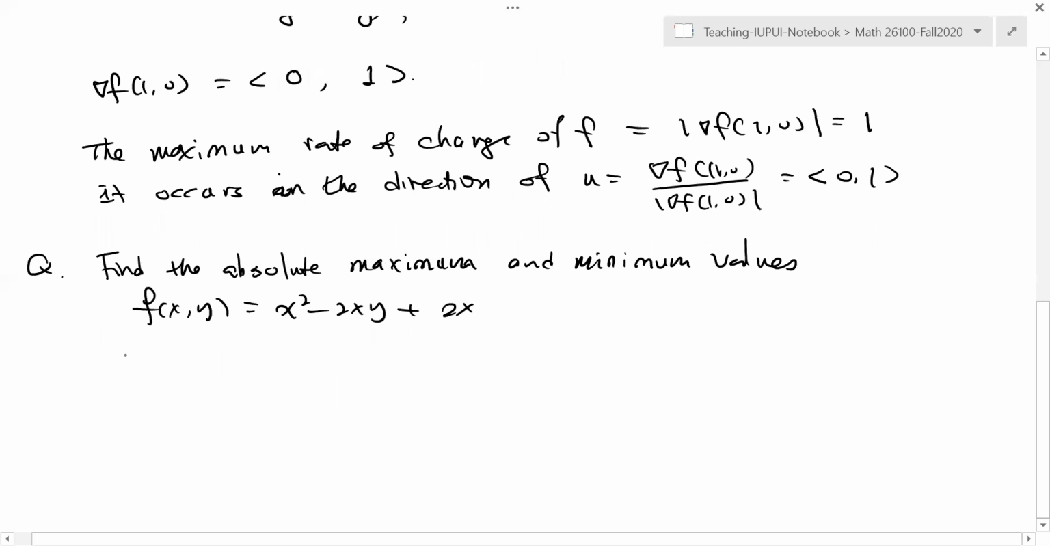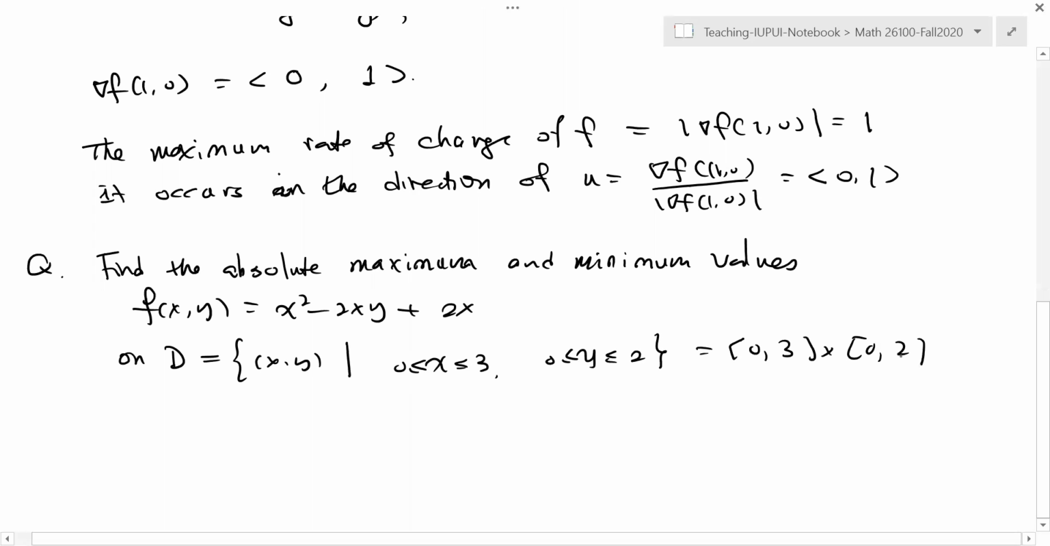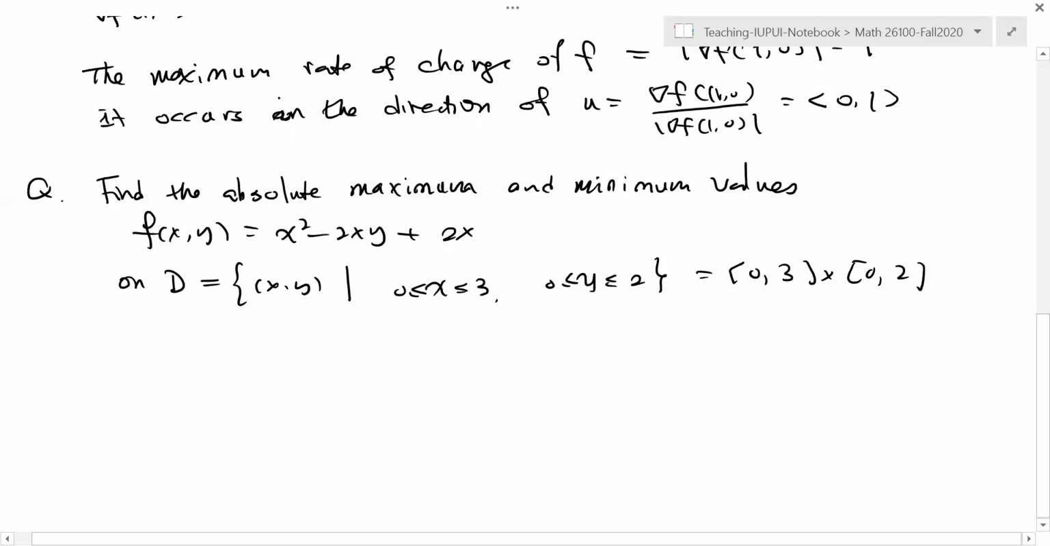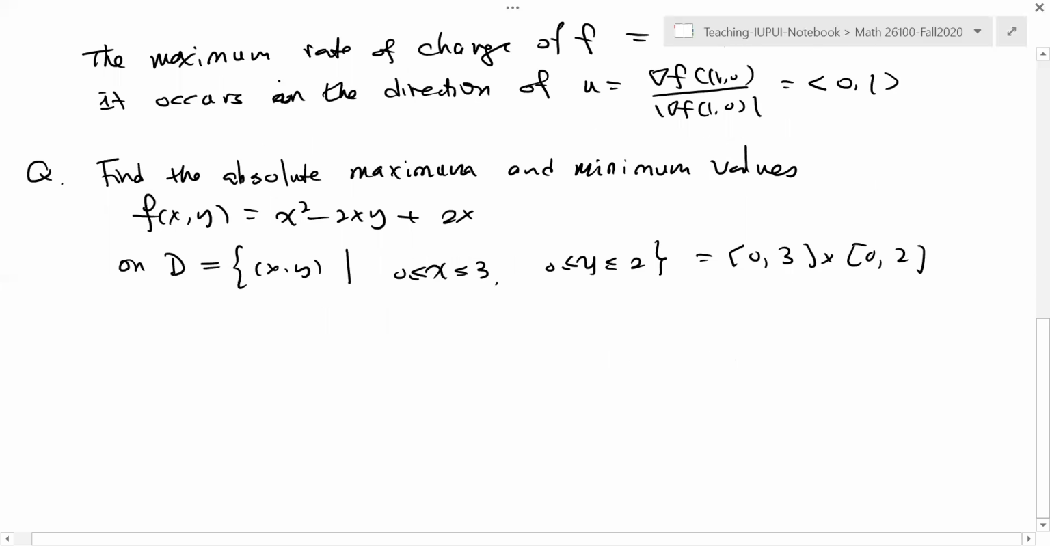And this is a function on the domain D. This domain is actually x between 0 and 3, y between 0 and 2. Now this is actually a rectangle. So the function must have an absolute maximum value and an absolute minimum value. So how do you find it?